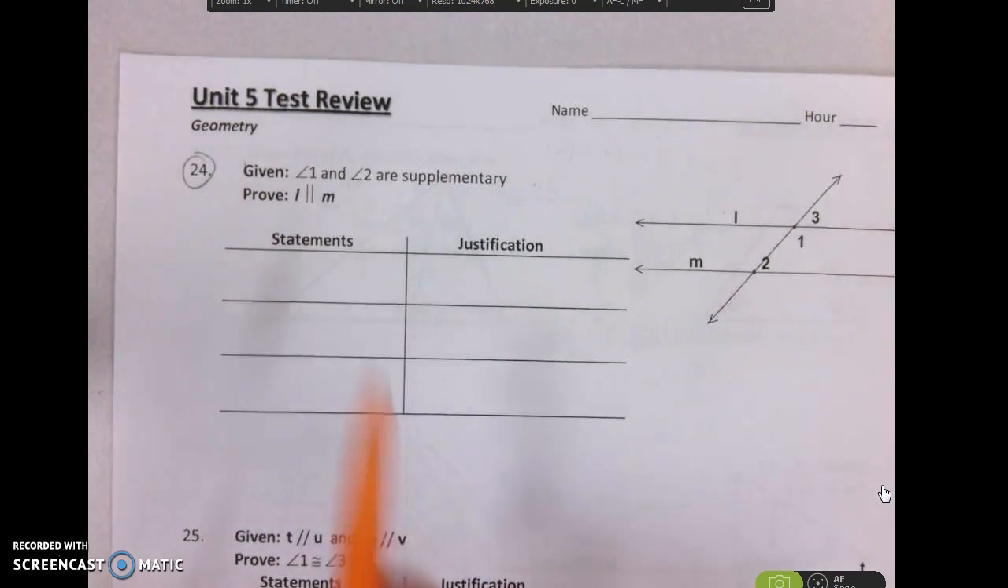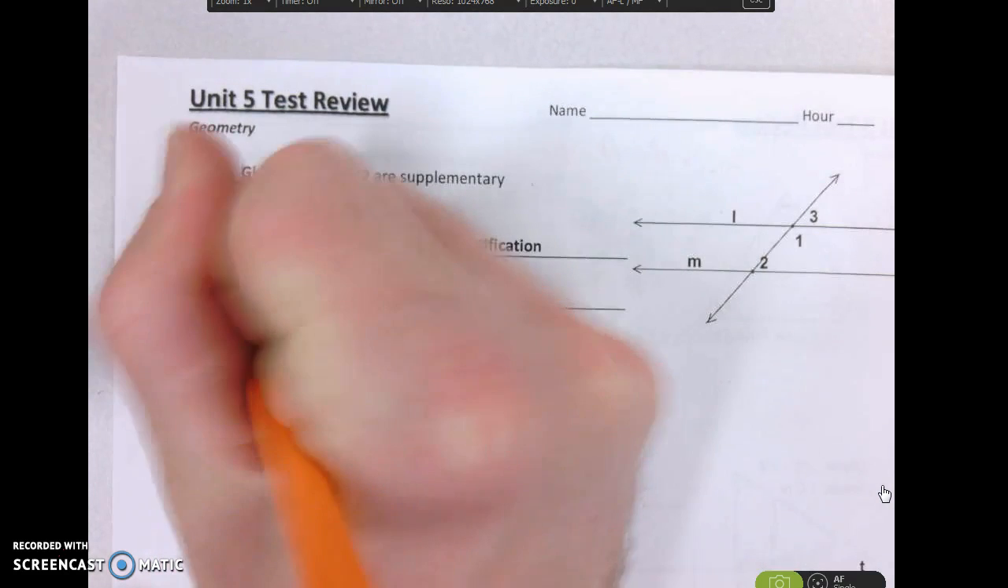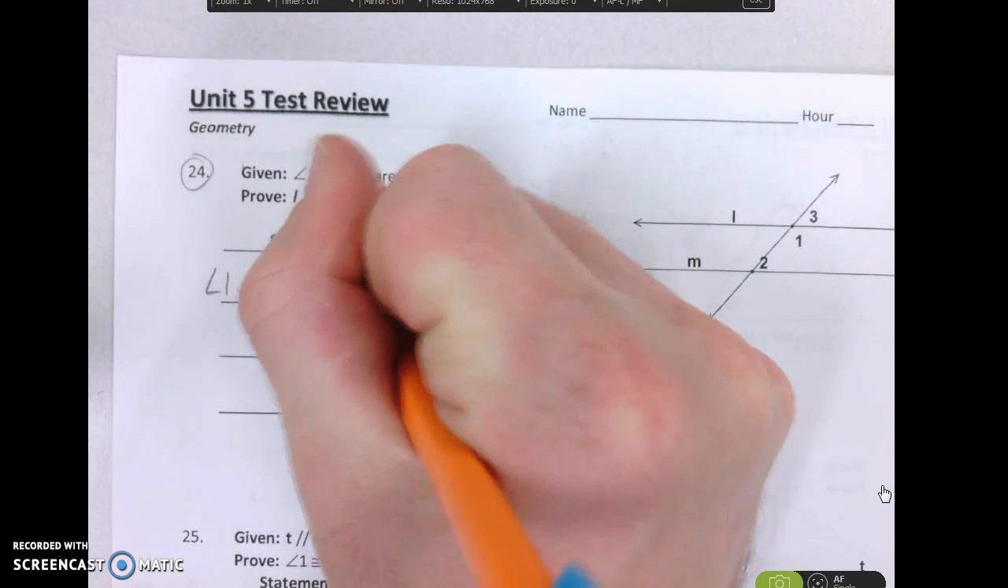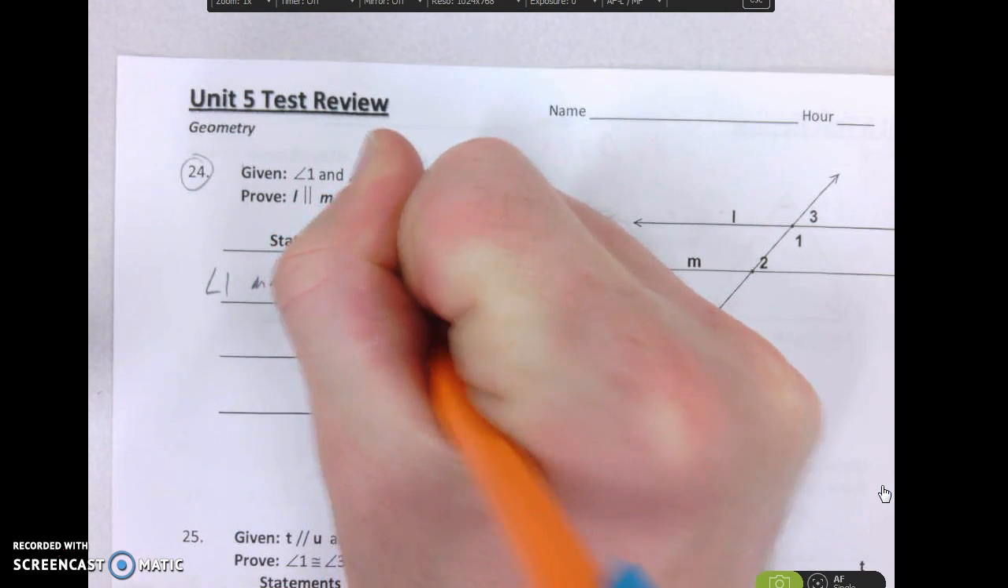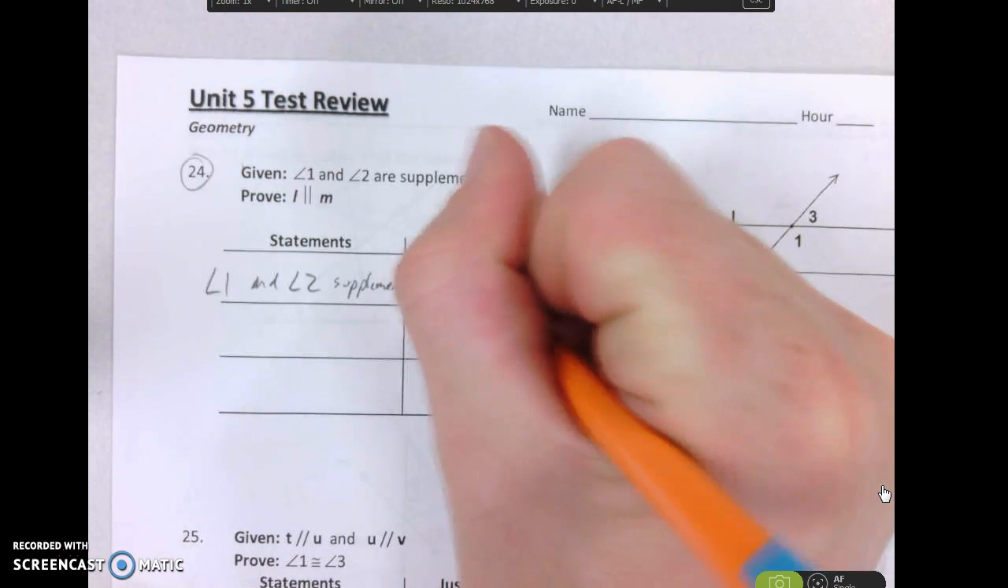Stick with 24. 1 and 2 are supplementary, so that's the given. I'm going to say angle 1 and angle 2 are supplementary. Supplementary, the reason is that's given.